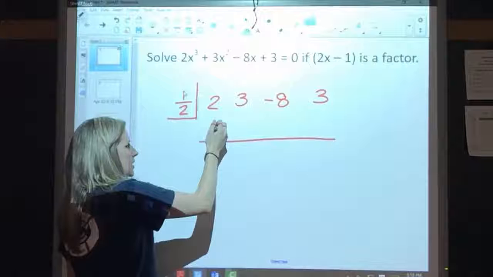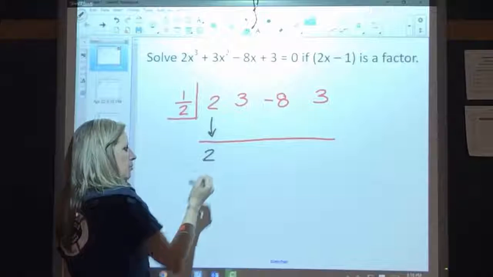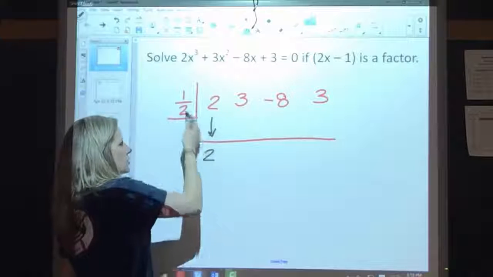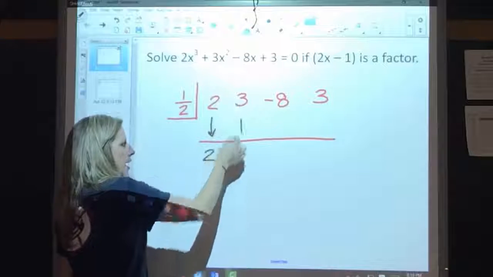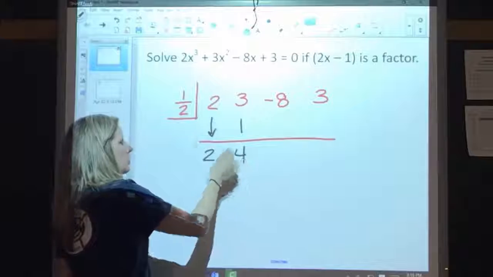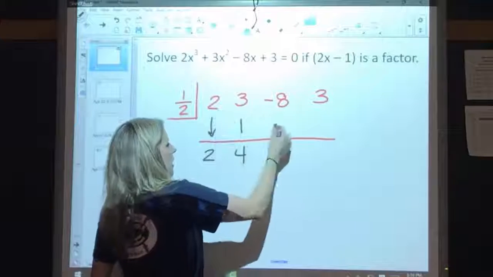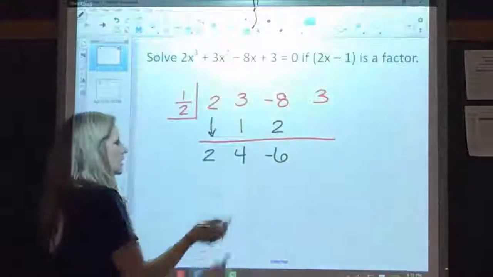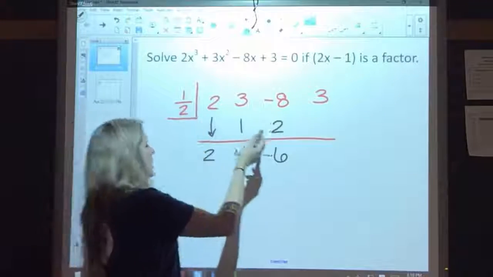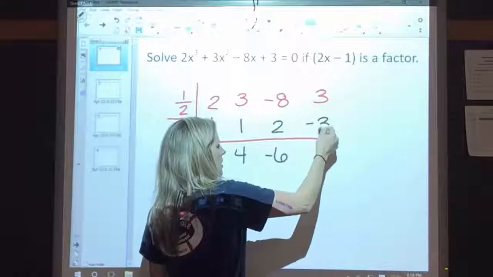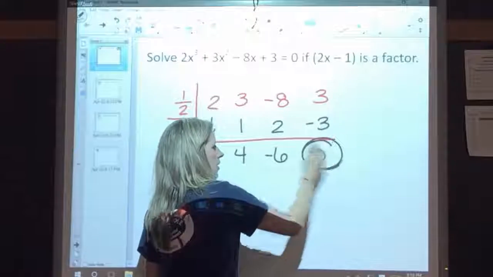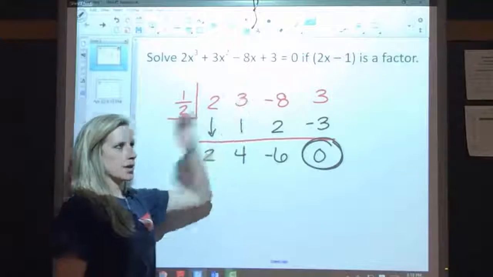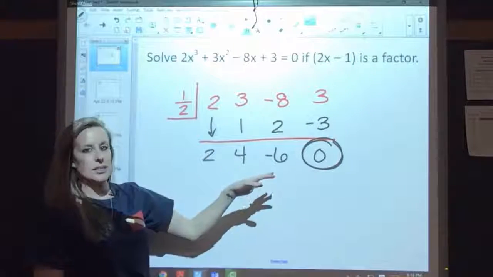First thing you want to do is bring down your first number. So we're going to bring down the 2, multiply. 2 times 1/2 is 1. Add them up, you get 4. Multiply, 4 times 1/2 is 2. Add them up, you get -6. And multiply, -6 times 1/2 is -3. And if you add them up, you get 0. That means that this is a factor, which is already stated, but it divides evenly.